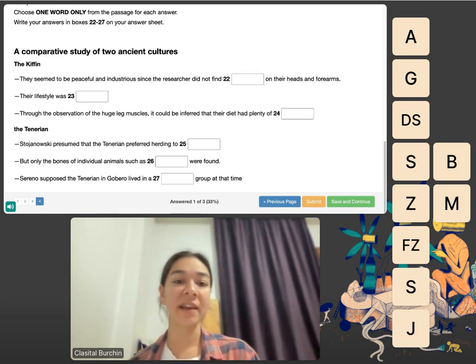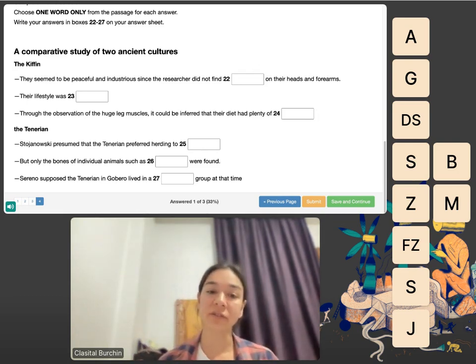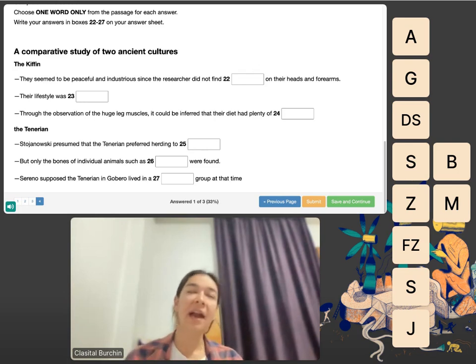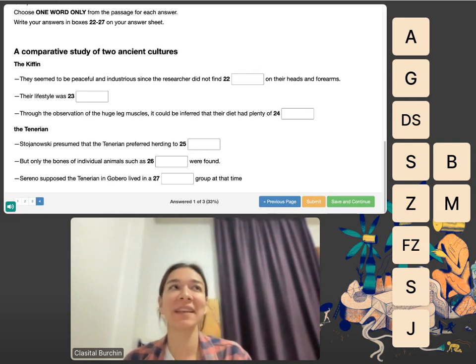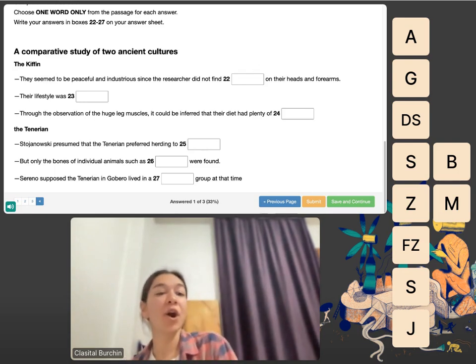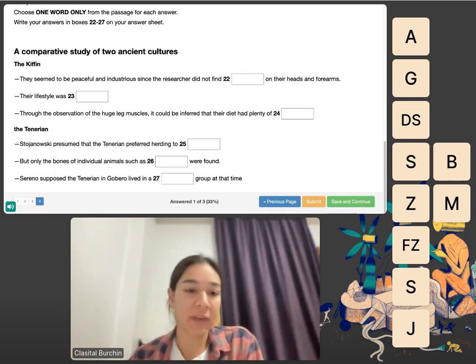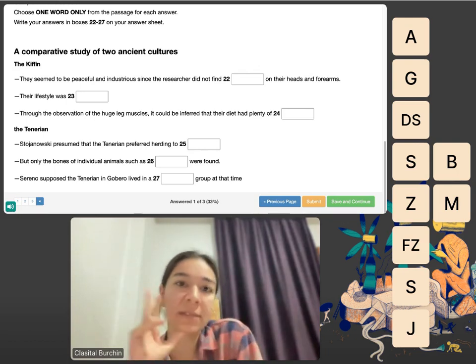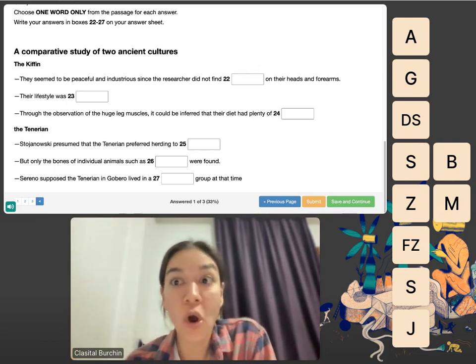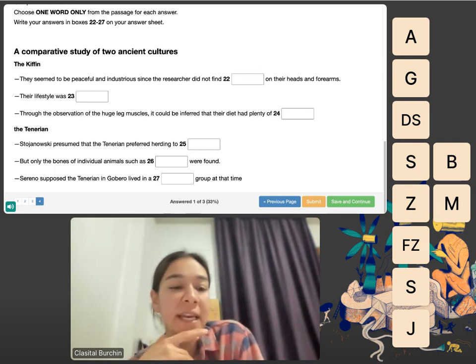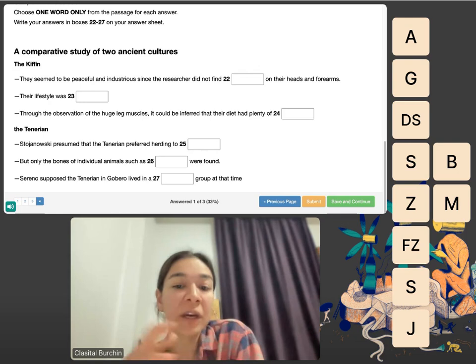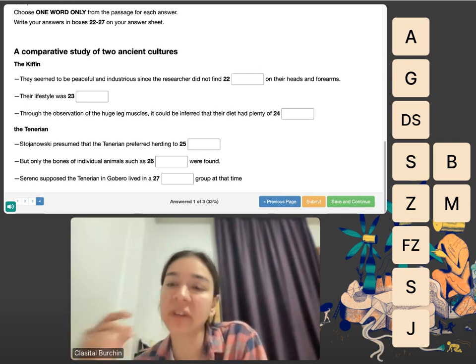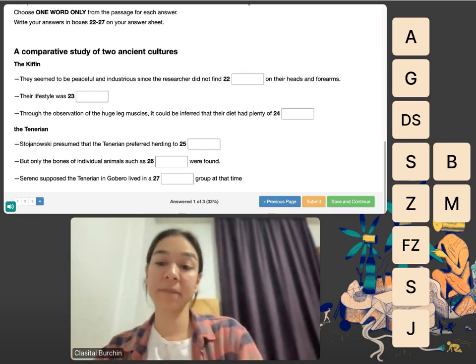Stojanowski presumed that Tenerian preferred herding to something, herding to swimming, but I think it should be something with -ing. But only the bones of individual animals such as dogs were found. Sereno supposed the Tenerian in Gobero lived in a close group at that time, so it will be an adjective, something group.